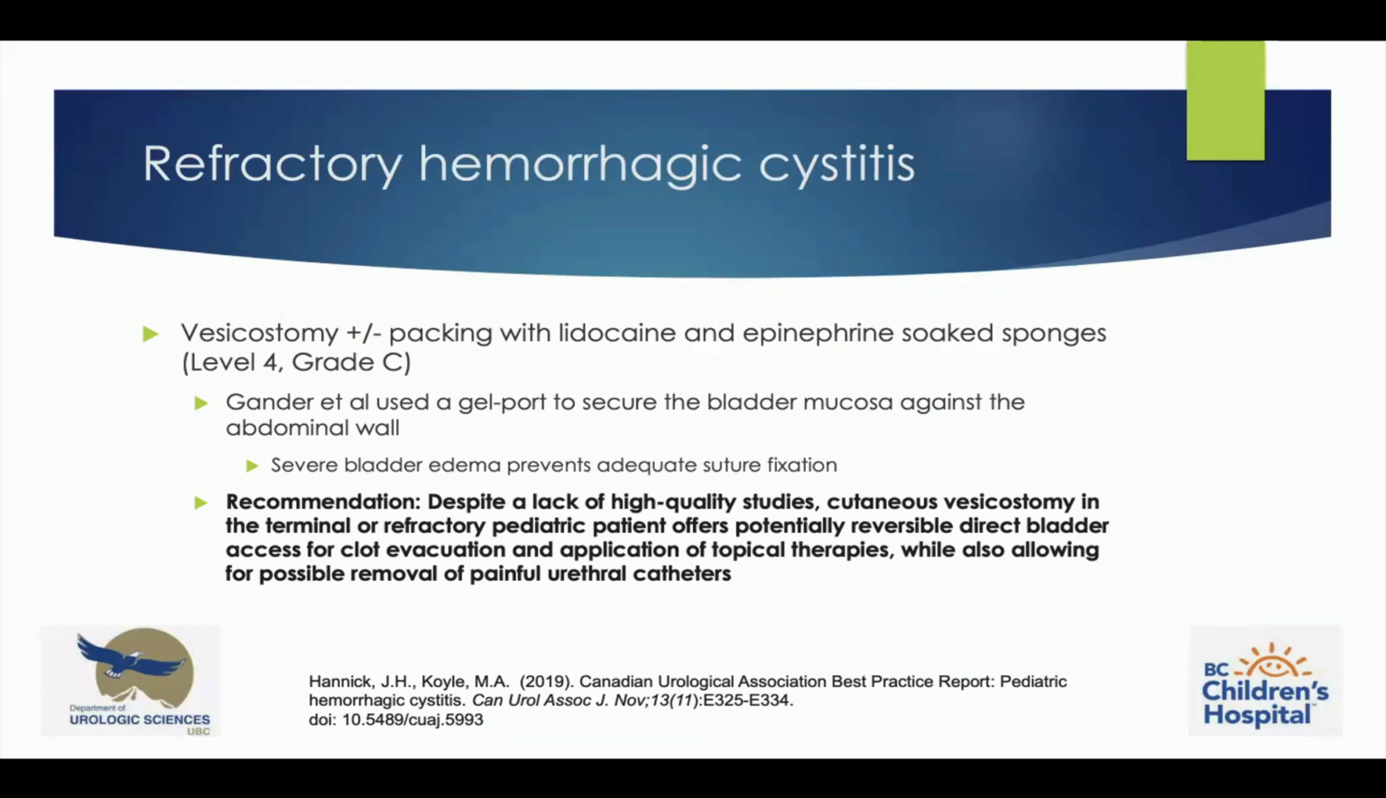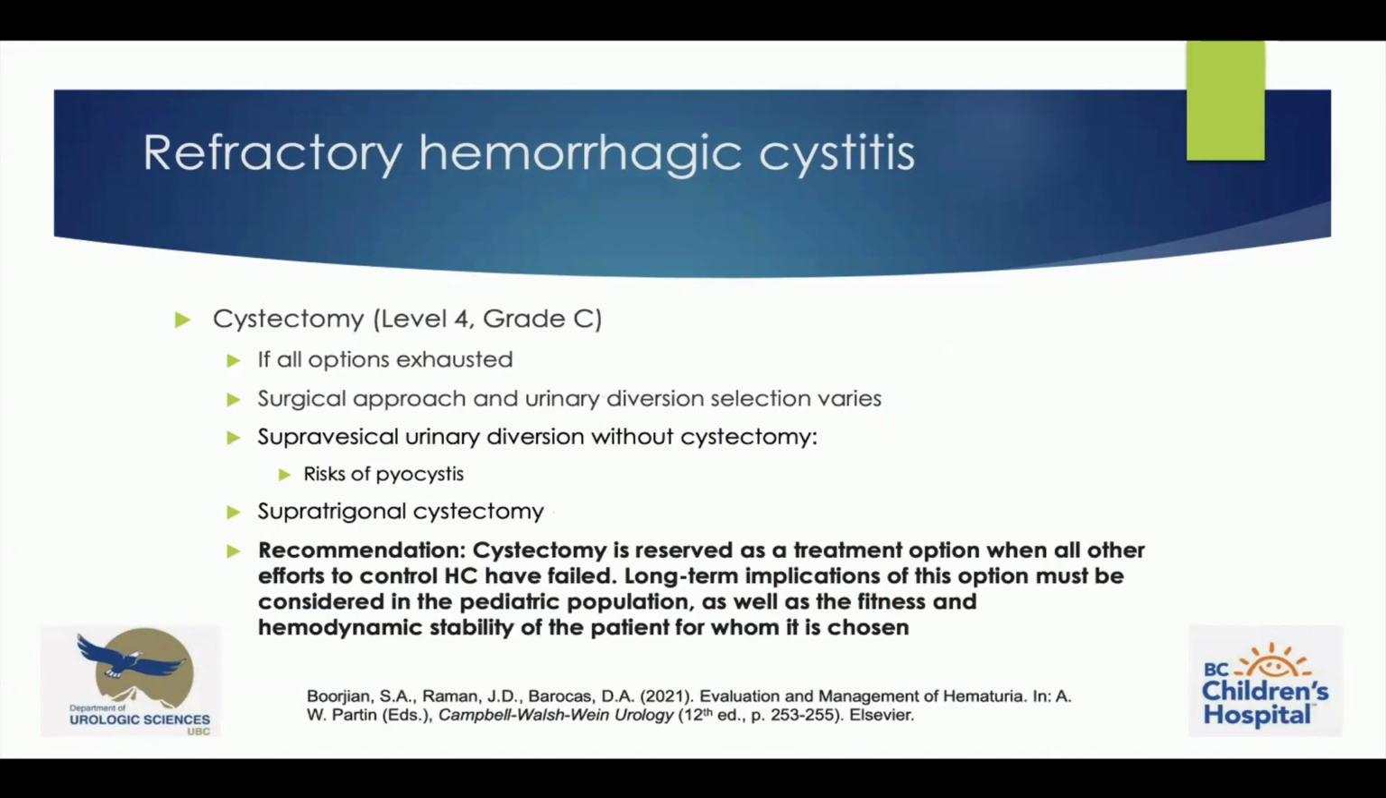In their case, Gander and colleagues also used a gel port to secure the bladder mucosa against the abdominal wall because the bladder was so edematous and fragile, and it prevents adequate suture fixation. The COA's recommendation is that despite a lack of high quality studies, cutaneous vesicostomy in the terminal or refractory pediatric patients offers potentially reversible direct bladder access for clot evacuation and application of topical therapies, while also allowing for, as I mentioned, possible removal of painful catheters.